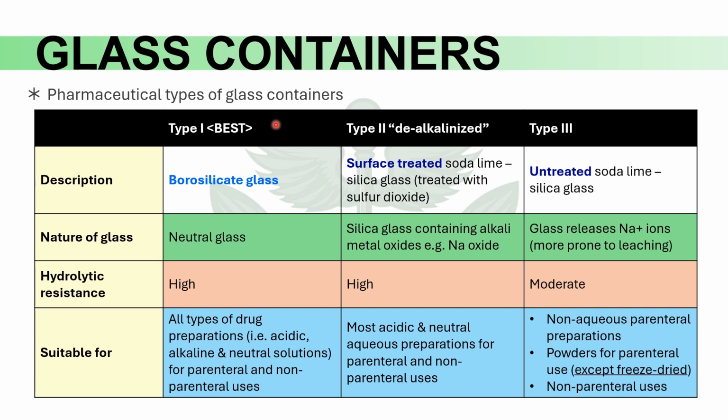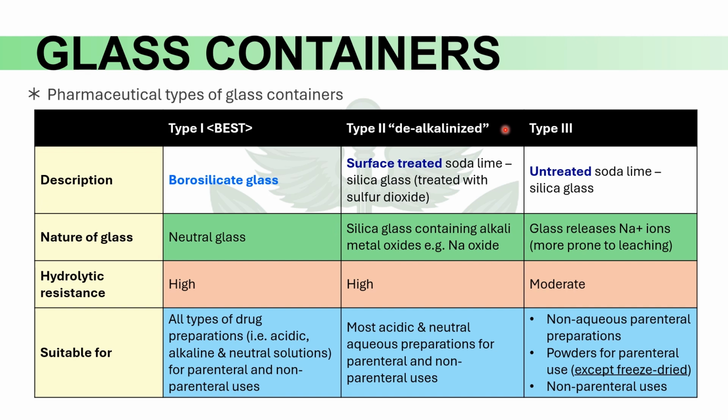They are considered the highest grade of pharmaceutical glass and are mainly made of silicon and boron, hence the name borosilicate. They are neutral, meaning that they are chemically stable, and therefore we can package any type of drug formulation in them, whether the drug solutions are acidic, alkaline, or neutral, or whether they're parenterals or non-parenterals. They have a high hydrolytic resistance, and in fact, they are the most inert type of glass, meaning that the likelihood of leaching of glass components into water happening is very low.